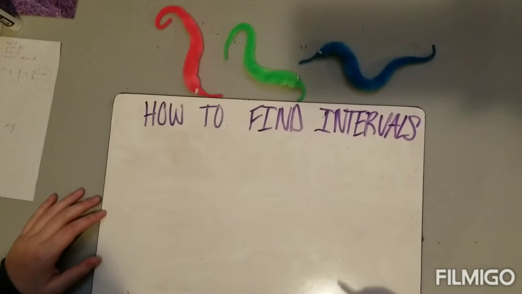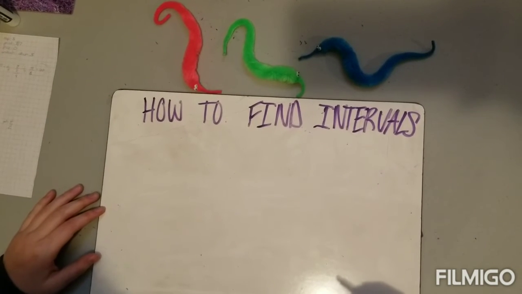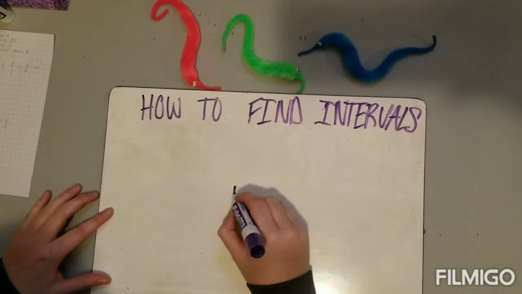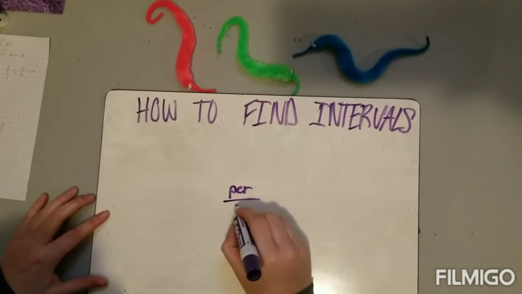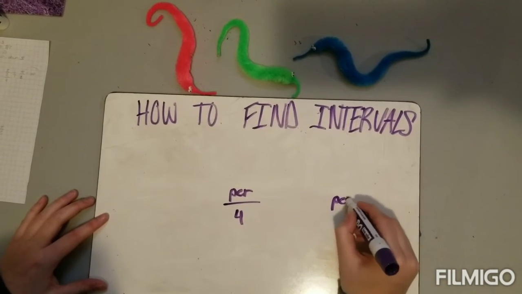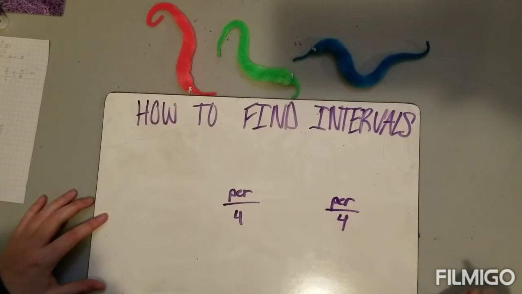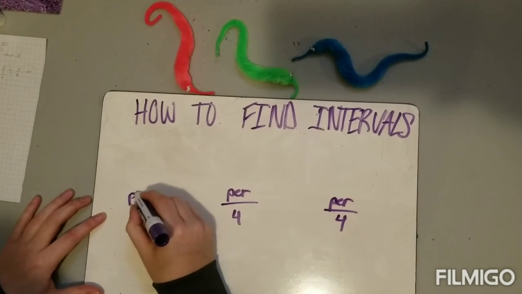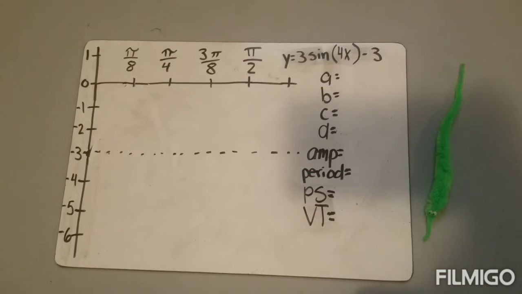How to find the intervals on your x-axis. For your sine curve, you're going to take your period divided by 4. Same goes for your cosine curve. For your tangent curve, you're going to take your period divided by 2.